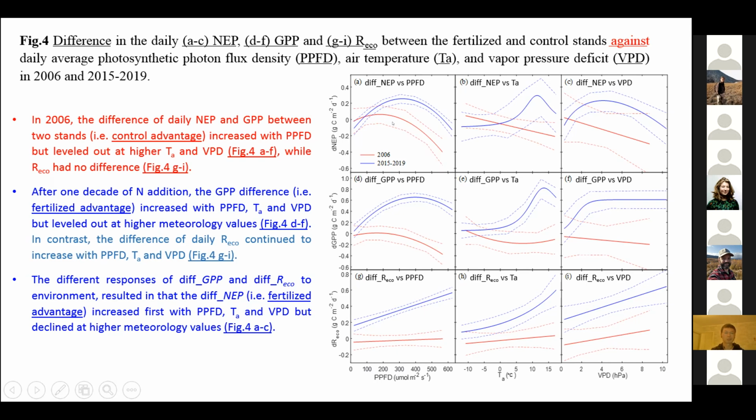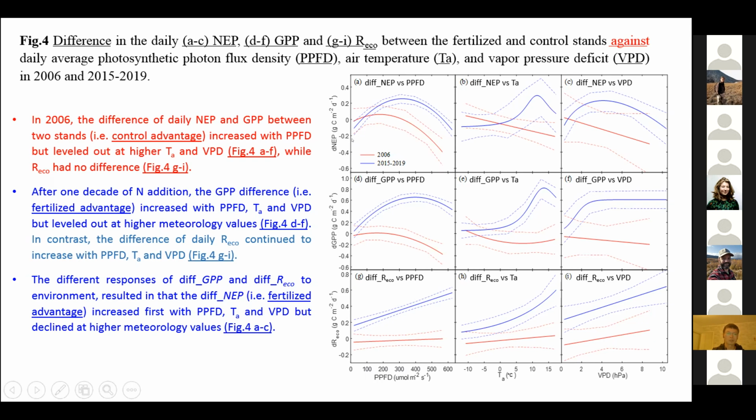We can see that in 2006, the difference of NEP and GPP increased with radiation, temperature, and VPD, but leveled out at higher temperature and VPD. However, after 1 decade of fertilization, in 2006 the respiration difference had no significant difference. And after 1 decade of fertilization, NEP, GPP, and respiration were all higher at the fertilized stand.